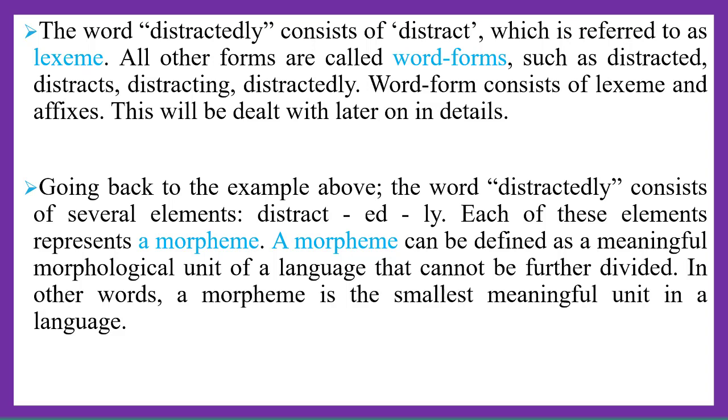So what is a morpheme? A morpheme can be defined as a meaningful morphological unit of a language that cannot be further divided. If we divide the word, for example, destructedly into parts, the smallest you can get is destruct. So the smallest word you can get here is destruct.